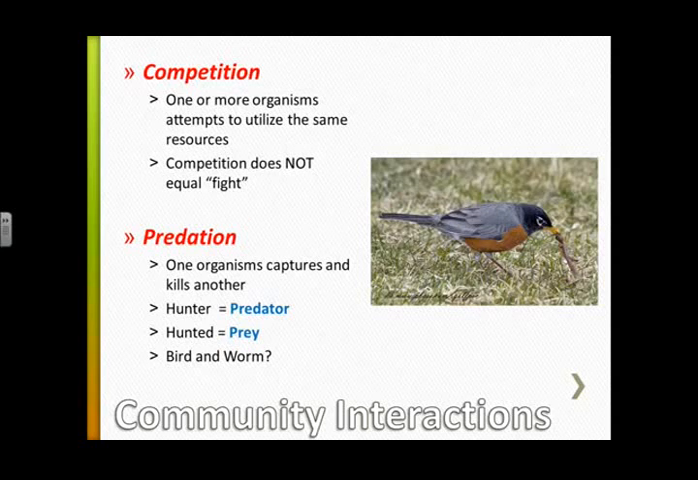Predation is when one organism captures or kills another. Hunter, predator, hunted, prey. So in continuing our bird-worm scenario, the bird would be the predator and the worm is the prey.